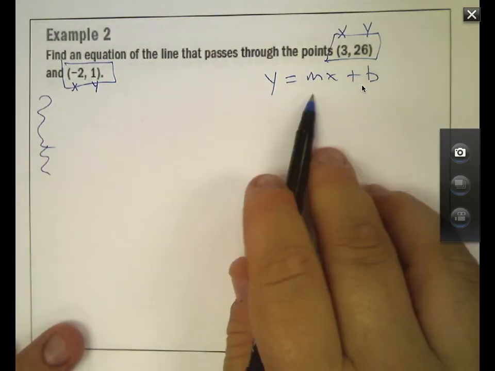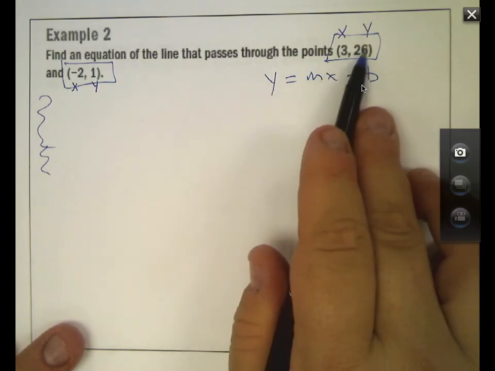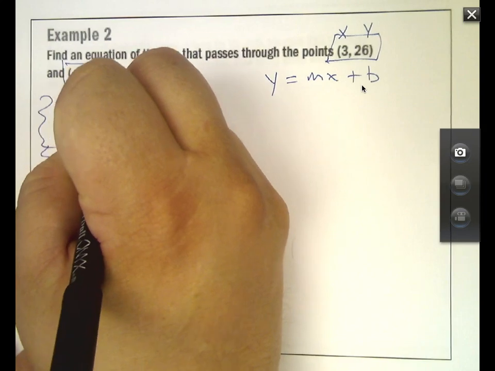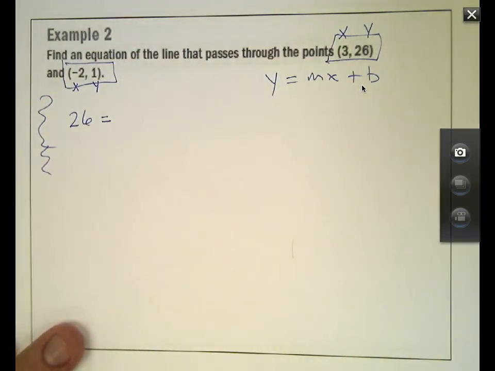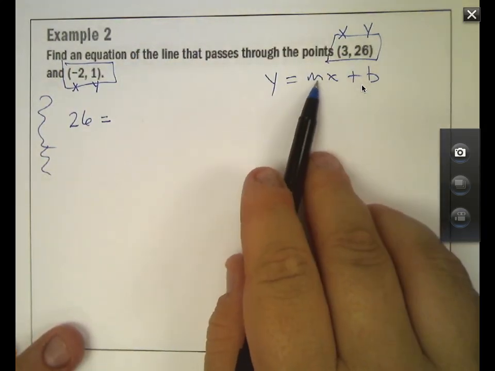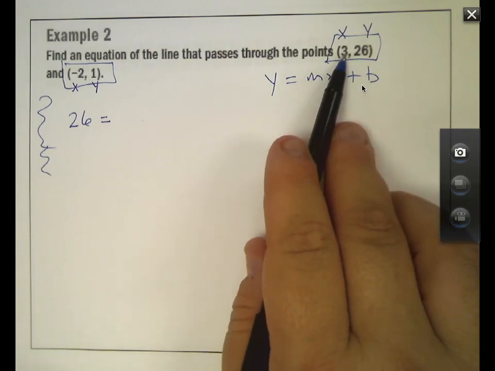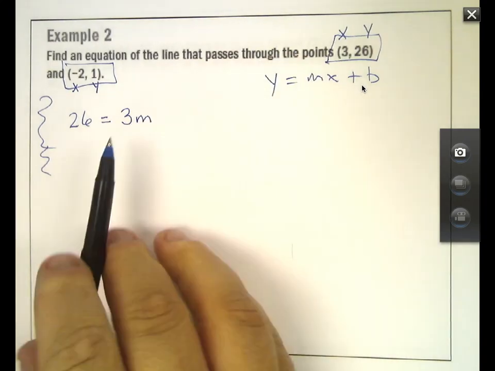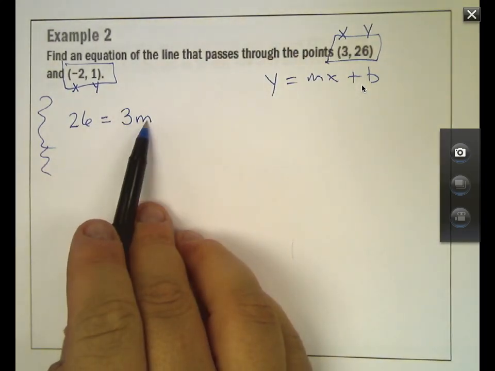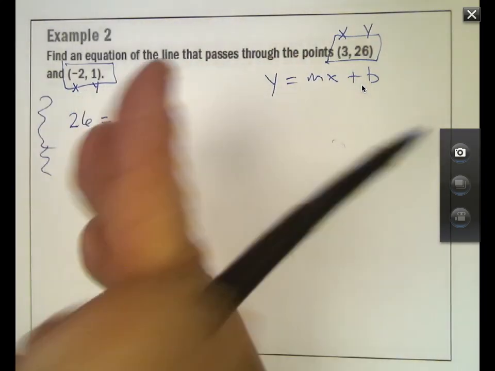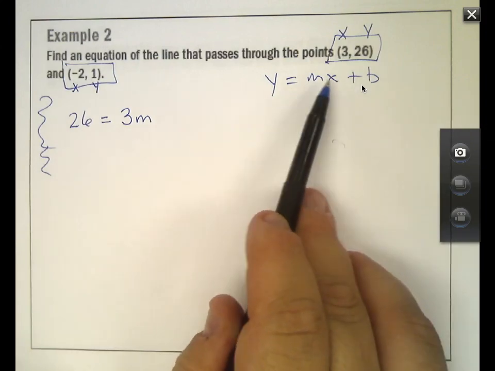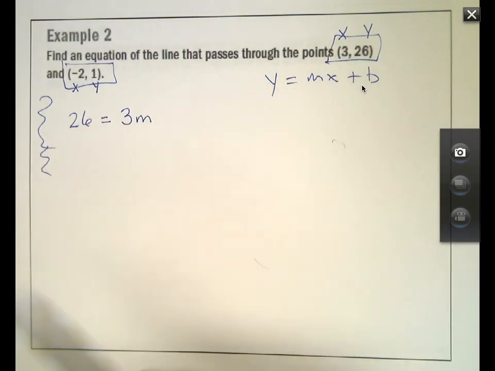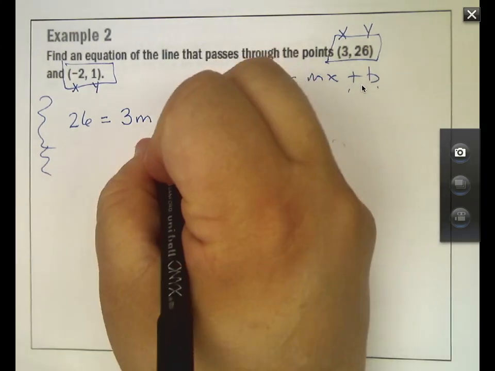So, my first equation, y. Well, what's y up here? Y is 26, is equal to m times x. Well, we know x is 3, so I'm going to write 3m. I know x, I don't know m. We can interchange how we write those, because it's just multiplication. Plus b.